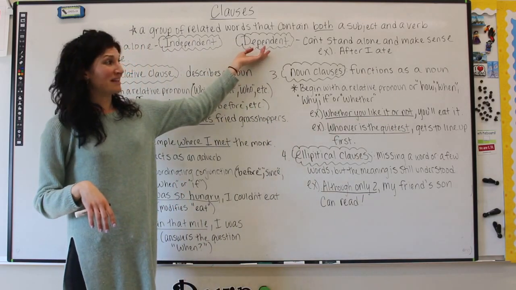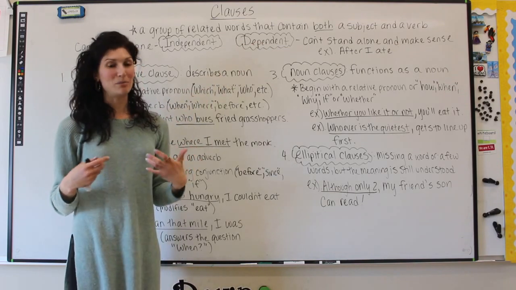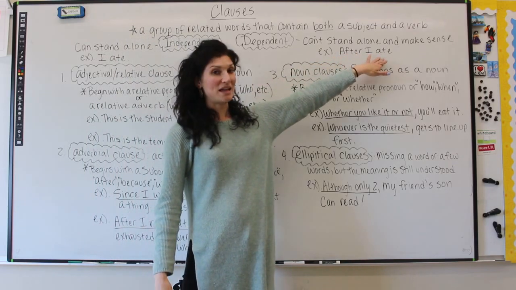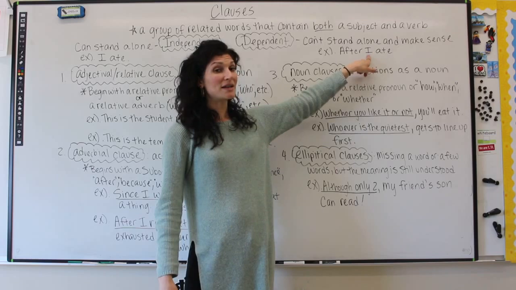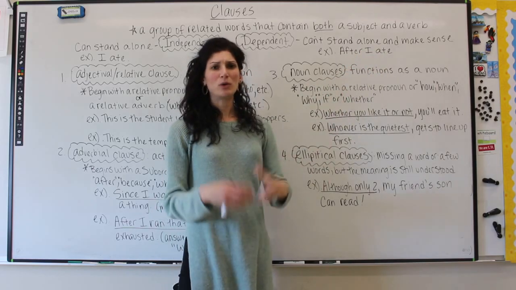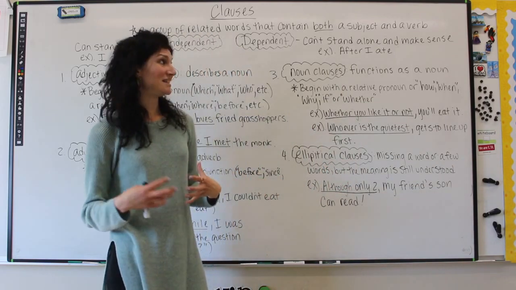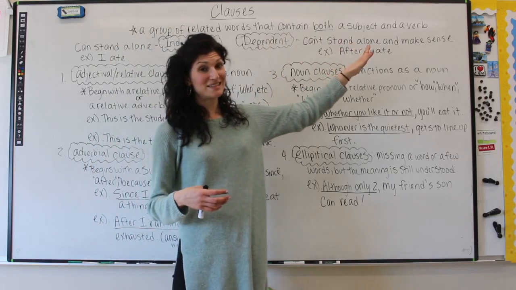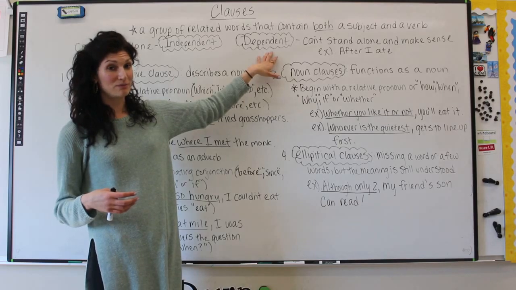We also have dependent clauses. And dependent clauses are clauses that can't stand alone and make sense. So if you take a look at our example, we have after I ate. We have three related words here, and we have a subject I and a verb ate. But if we took this by itself, it wouldn't make sense. It needs more information for it to be able to stand on its own and make sense. Therefore, because it can't stand alone and make sense, it's considered to be a dependent clause.